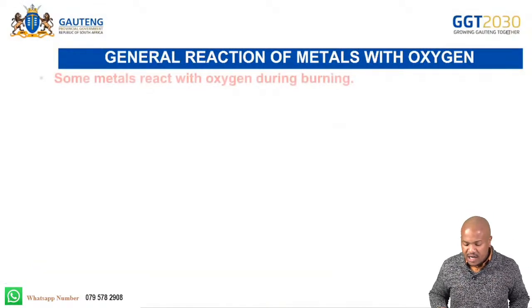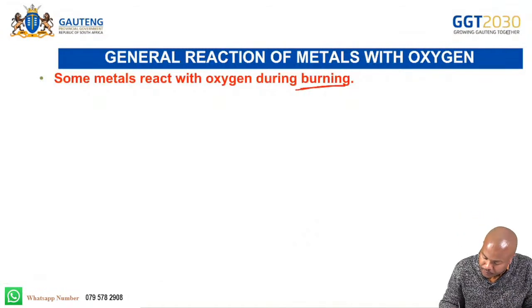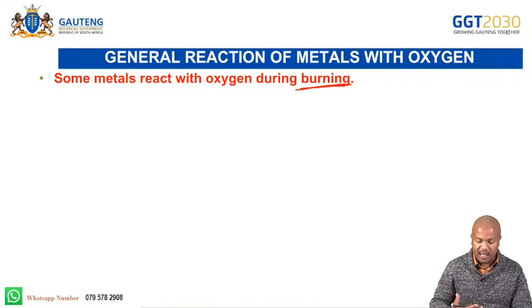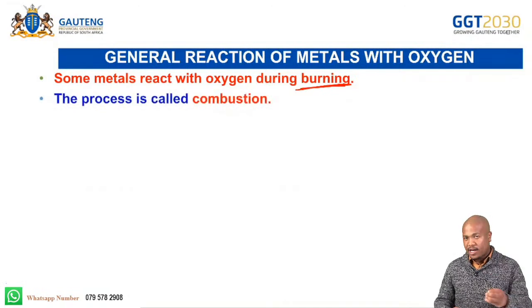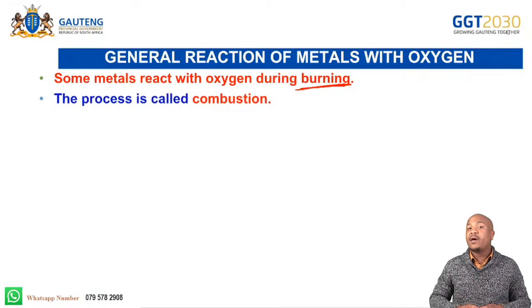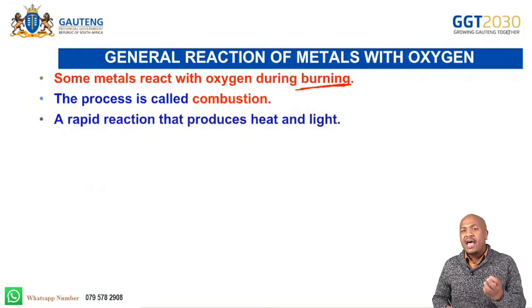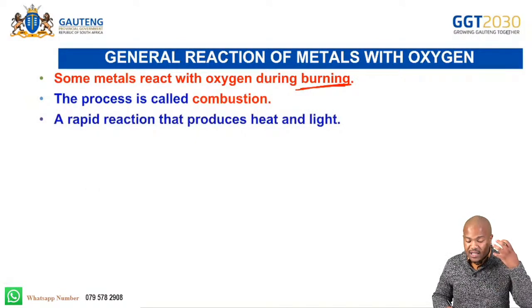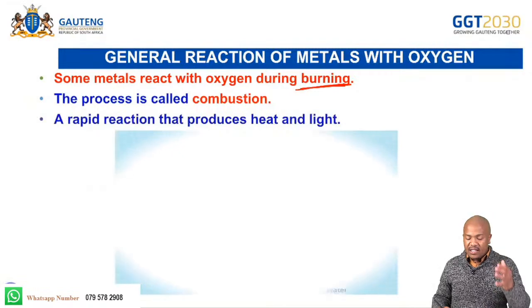Now, the general reaction of metals with oxygen. We say that some metals react with oxygen during burning, and this process is called combustion. As I said, combustion is burning a substance in the presence of oxygen. So these metals undergo combustion when they react with oxygen. Remember that combustion produces heat and light as well. It is a rapid reaction that produces heat and light.